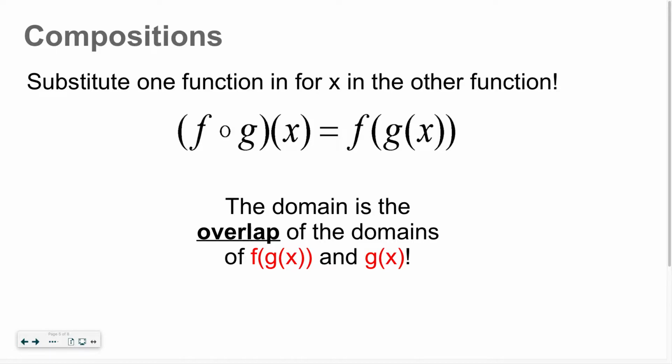A composition is when you substitute one function in for x in the other function. There are 2 notations. You've probably seen the notation on the right with the parentheses. The textbook uses the open circle. It sort of looks like it says fog, but it's just an open circle. And it means the same thing, f of g of x. So I say it the same way.